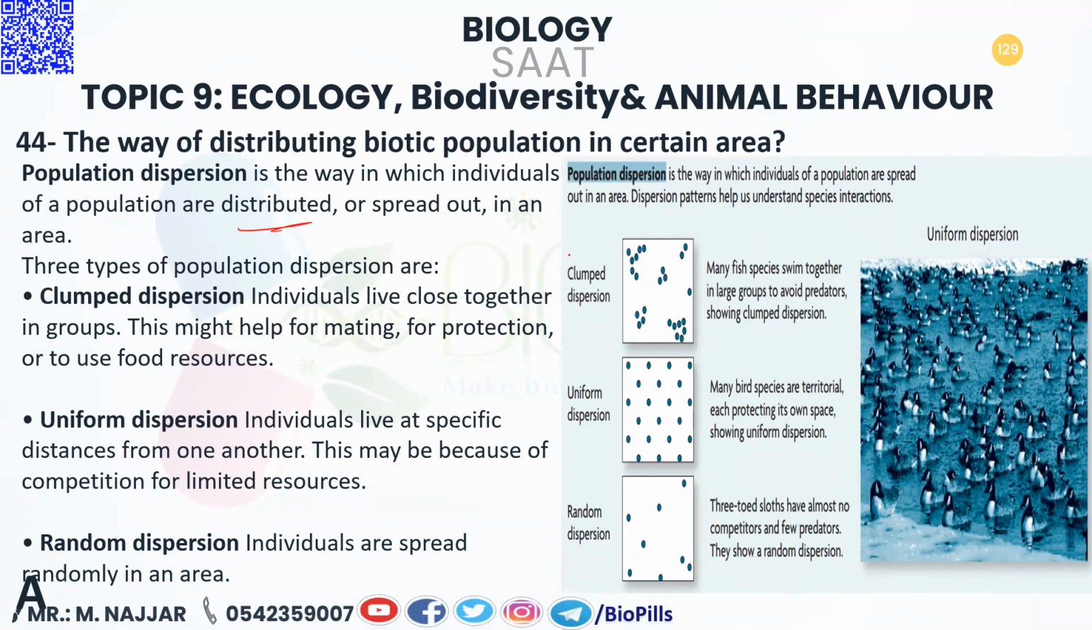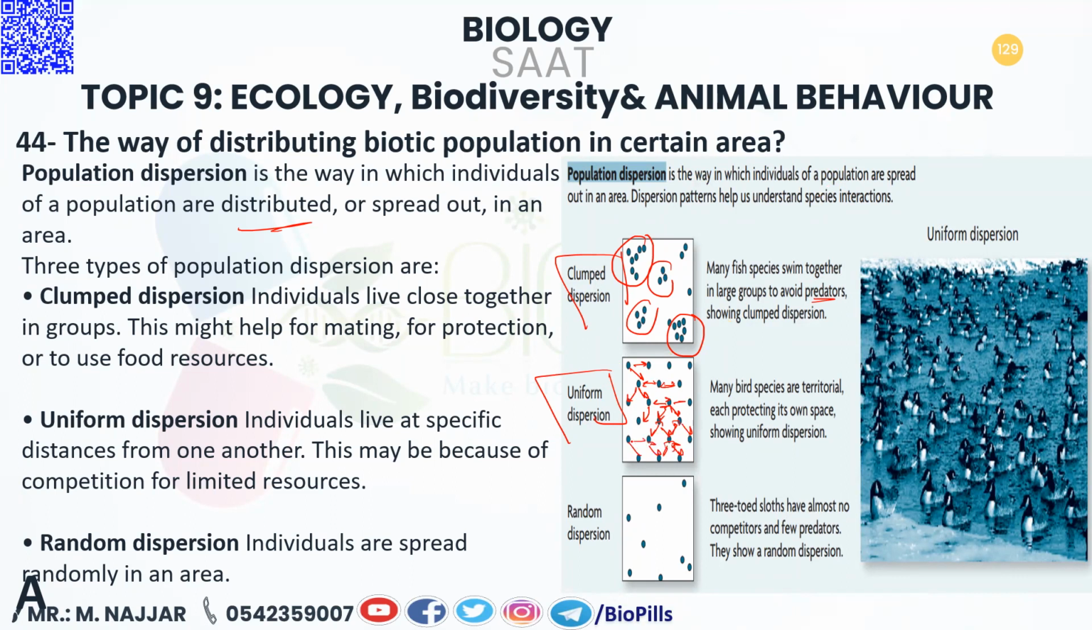It may be clumped, in groups, such as fish. Mostly they live in groups, and this gives them very important advantages for foraging for food and even avoiding predators for protection. And we have uniform dispersion, which is very famous and found in birds, in which there are fixed or evenly spaced distances between the members of the species, or the population.